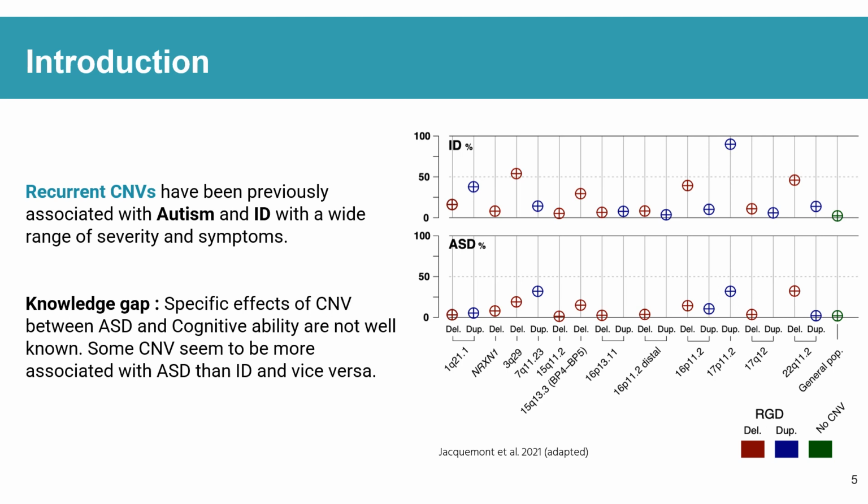We can see on this figure the impact of some recurrent CNVs from the literature on ASD and ID risk. We can notice that the effects differ greatly depending on whether it's a deletion or a duplication of the region. Some CNVs seem to be more associated with ASD than ID and vice versa. However, we don't fully understand these differences in the effects and the biological mechanisms that are involved.